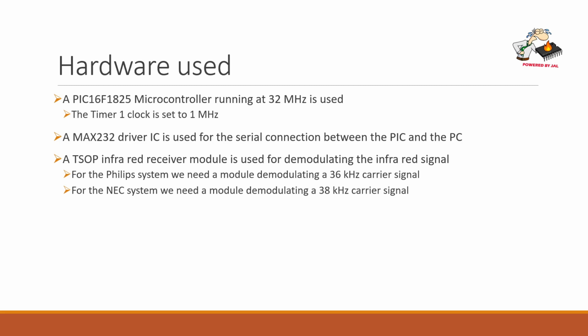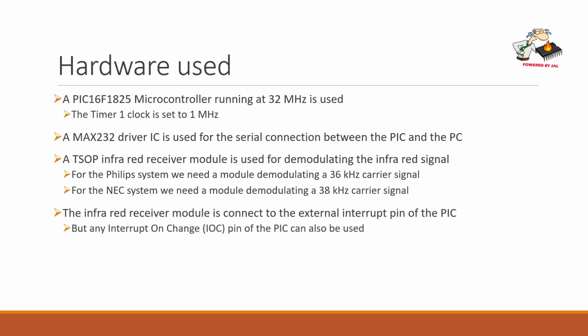I'm using a T-stop infrared receiver for demodulating the infrared signal. For the Philips system I'm using a module with a carrier frequency of 36 kHz, and for the NEC system a module that is capable of demodulating a 38 kHz signal. You can use, let's say, a 38 kHz module for a 36 kHz signal, but the sensitivity will decrease. The infrared module is connected to the external interrupt pin of the PIC, and as I mentioned before, you can also decide to use one of the interrupt on change pins.